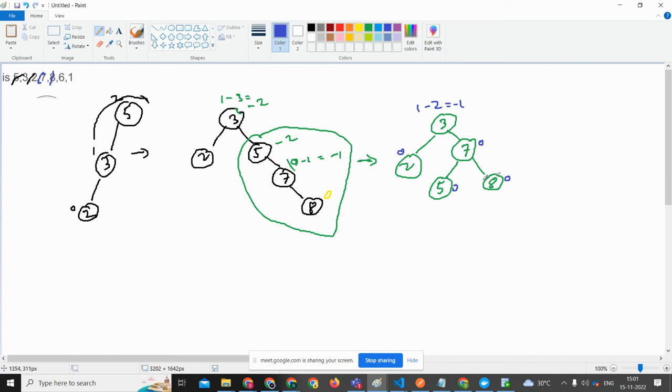Where will 6 get inserted? After 5. Right of 5. Yes. So let me just erase all these things and let's check the weights. Tell me, weight of 6 is 0, 0 minus 1, minus 1. Good.